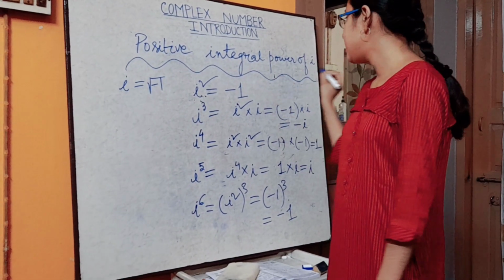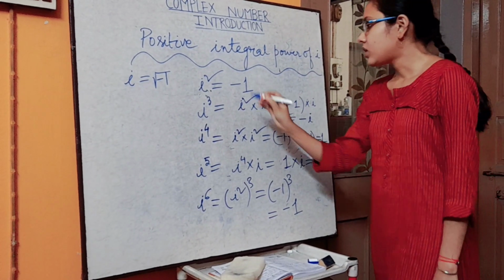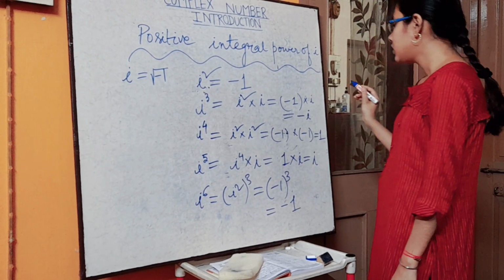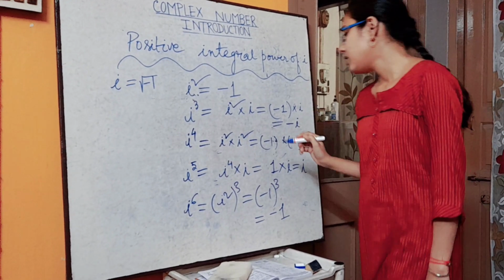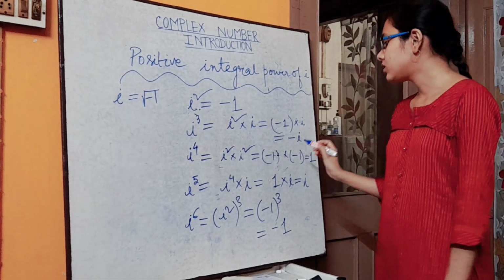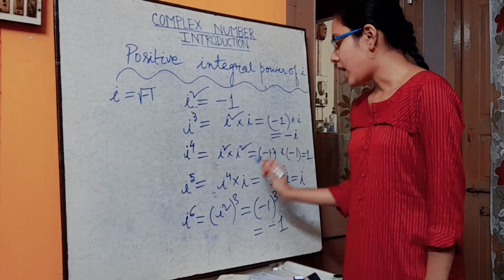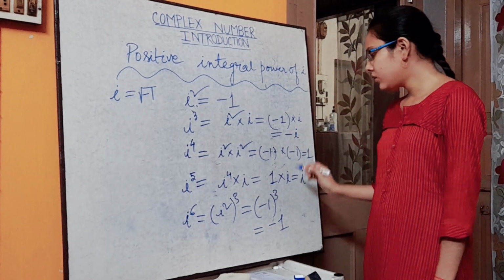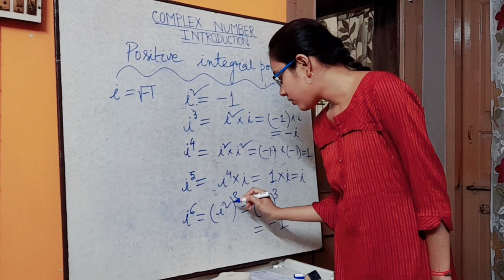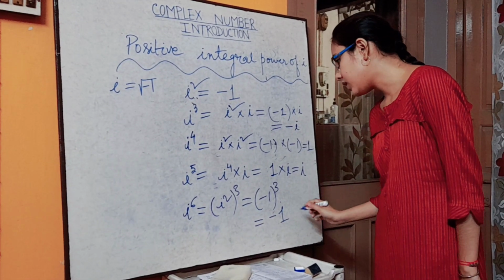The positive integral powers of iota are: i square equals minus 1. i to the power 3 equals i square into i, equals minus 1 into i, equals minus i or minus iota. i to the power 4 is equal to i square into i square, equals minus 1 into minus 1, equals 1. i to the power 5 is equal to i to the power 4 into i, equals 1 into i, equals i. i to the power 6 is equal to i square whole cube, equals minus 1 whole cube, equals minus 1.